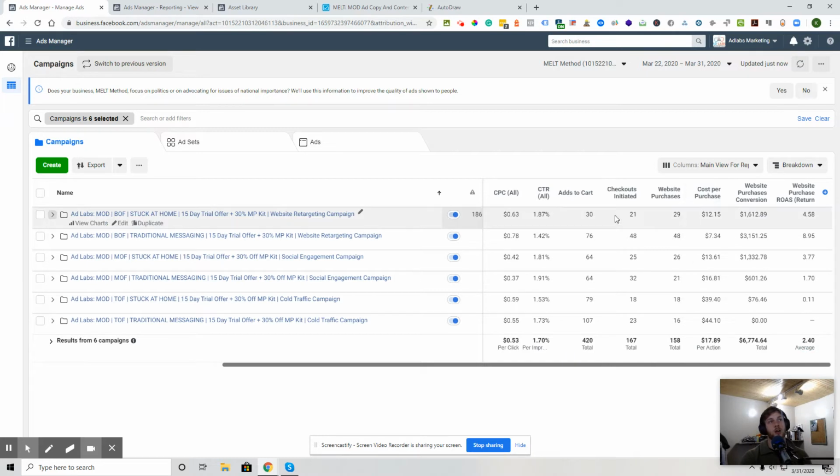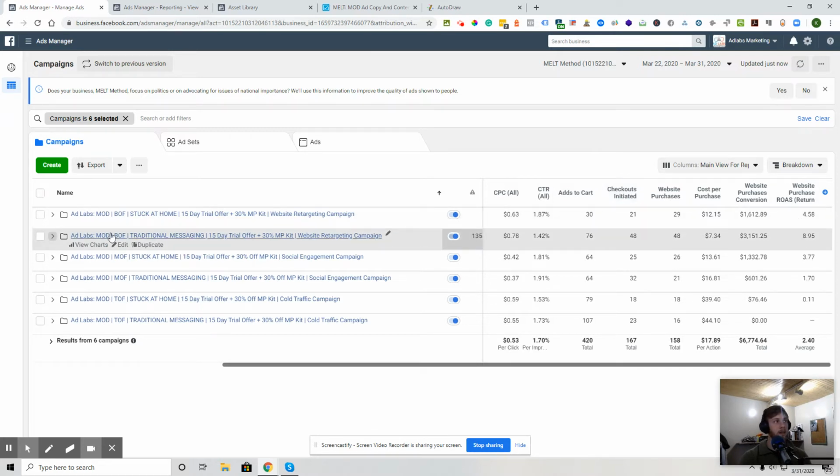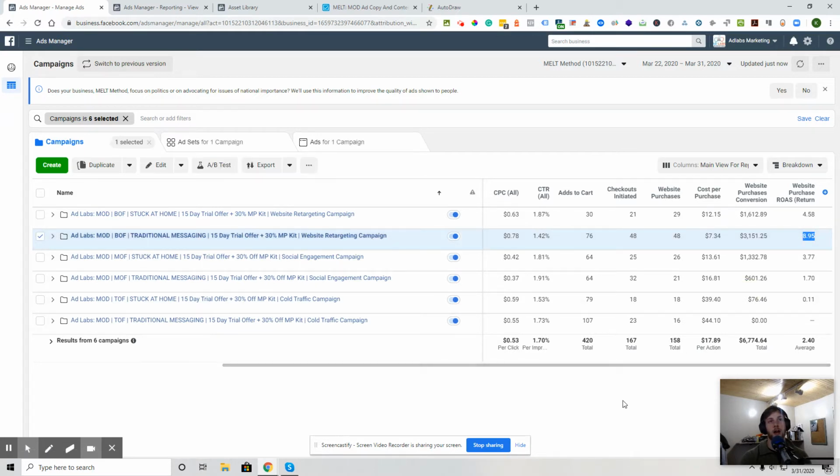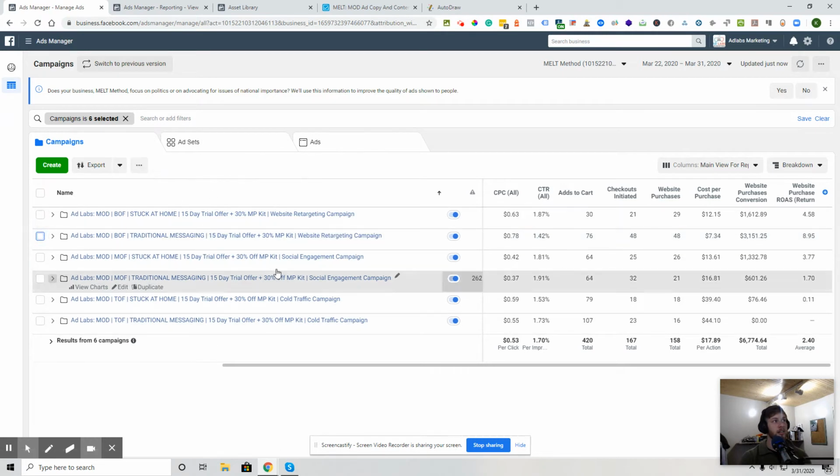Now, if you can even see, the cost per purchase was much lower, and so on. So the checkouts initiated. Here it is. We have everything here, and the bottom one for this bottom of funnel was averaging almost a 9 ROI, which is pretty good. So once we have an understanding, here's an understanding.